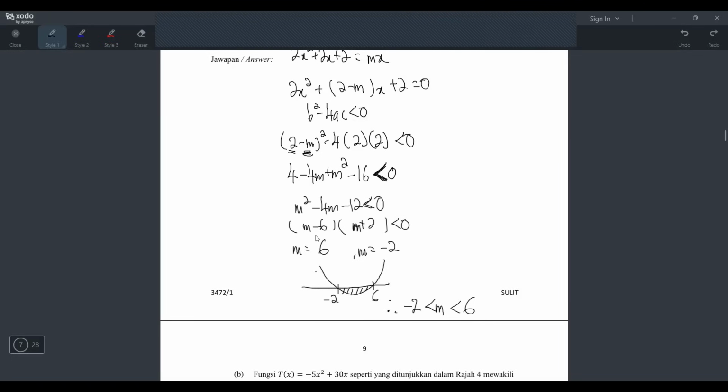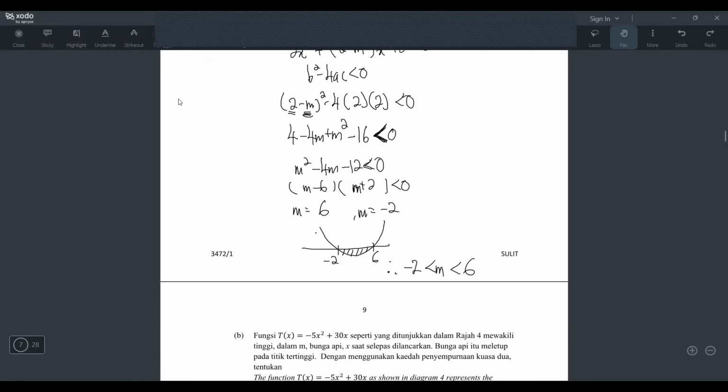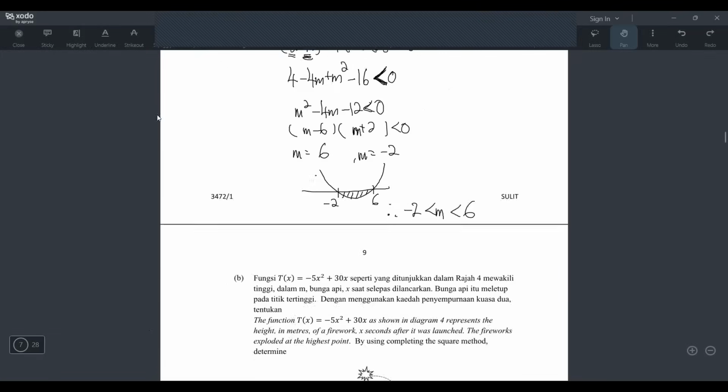Okay, so that's it. But if it's bigger, then you have to write m smaller than negative 2 or m bigger than 6. That one is if it's bigger, right? Okay, but for this question, 3 marks. So yeah, this is how you do it. Okay, done.